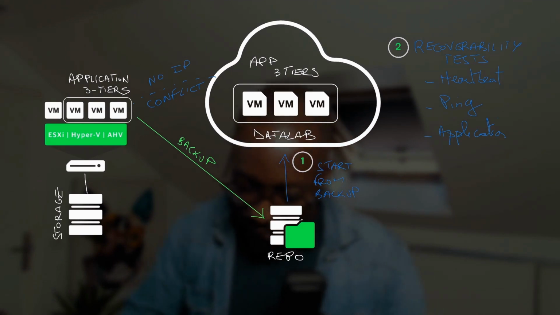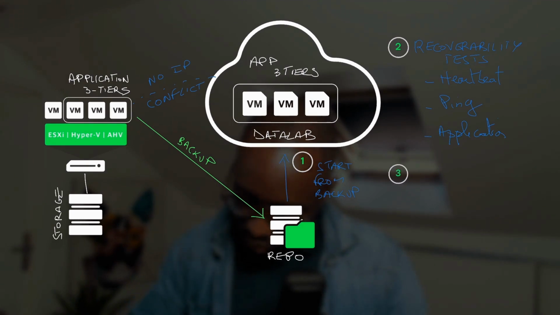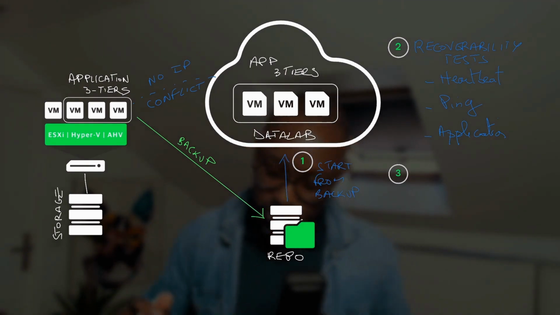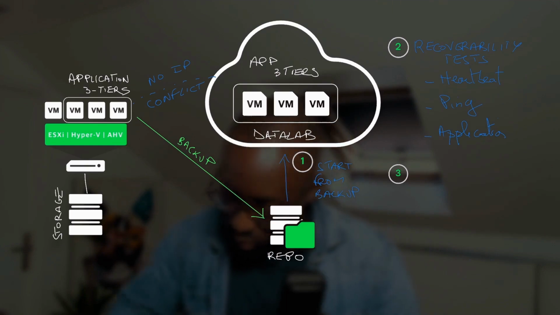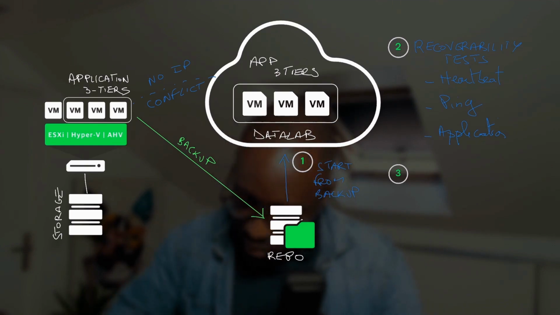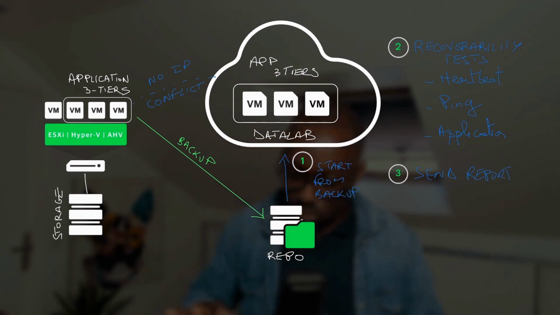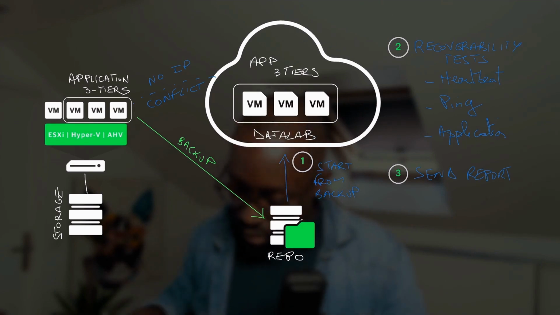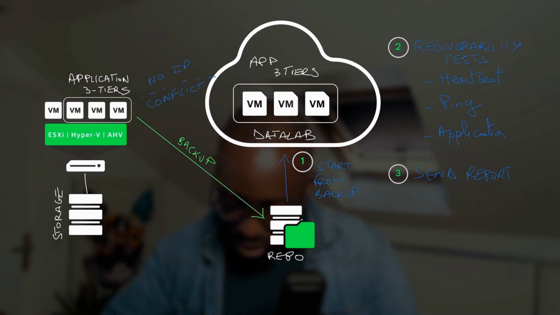The third step, after these automated tests are completed, is an important notification sending step. So the idea is that at the end of the tests, Veeam will send notifications and will send a report directly to the email inbox, for example, of the administrator in charge of these tests and verifications. Send report, okay.